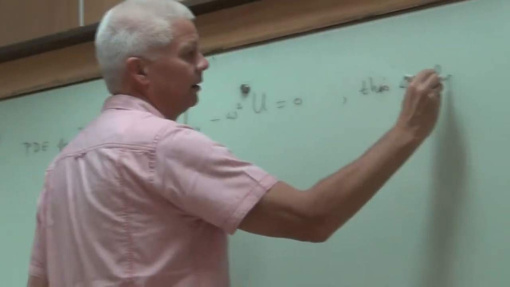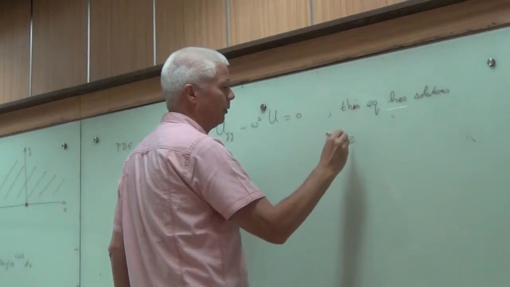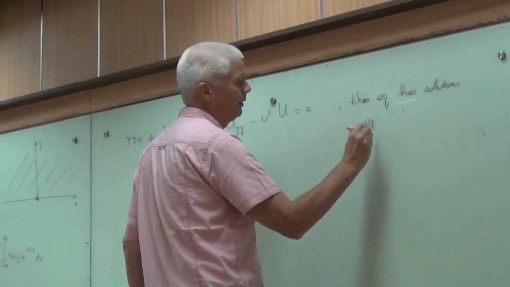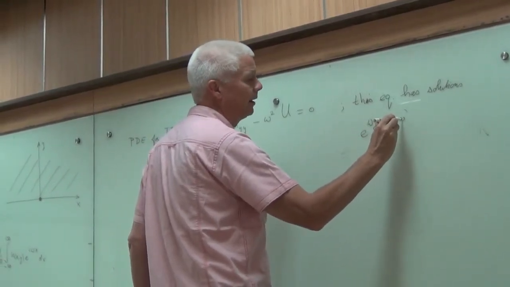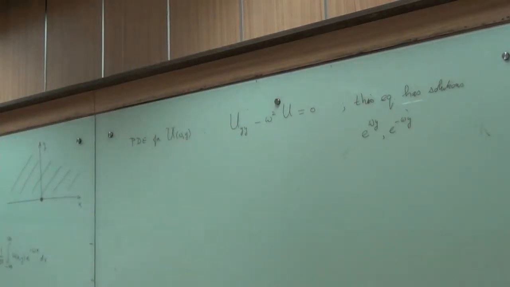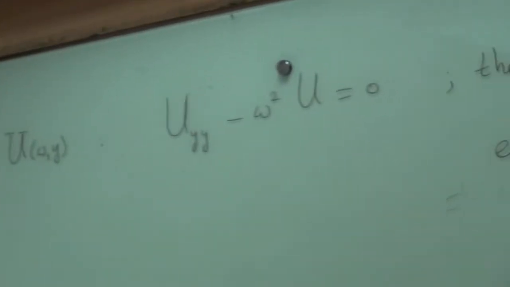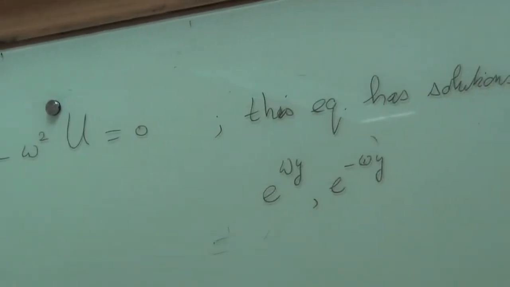This equation has solutions e to the power omega y, e to the power minus omega y. And then we have a problem, because we know that temperatures and physical quantities are always bounded. And if you look at e to the power omega y, it is positive for our problem. And omega can be positive or negative, because omega is running from minus infinity to plus infinity.